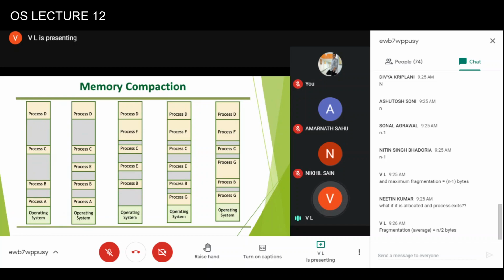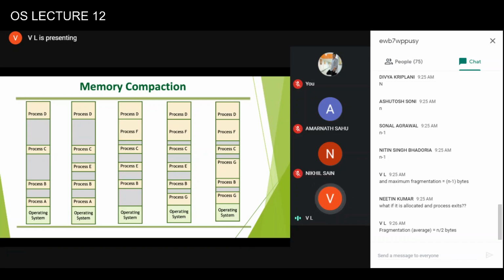So in case of dynamic memory allocation, as experienced in variable size partitioning, over years small holes will start appearing in the system, and these may not be useful. So individual holes may not be useful, but if we combine all these three, then maybe we can allocate a process here. So after some time, the operating system will apply memory compaction.